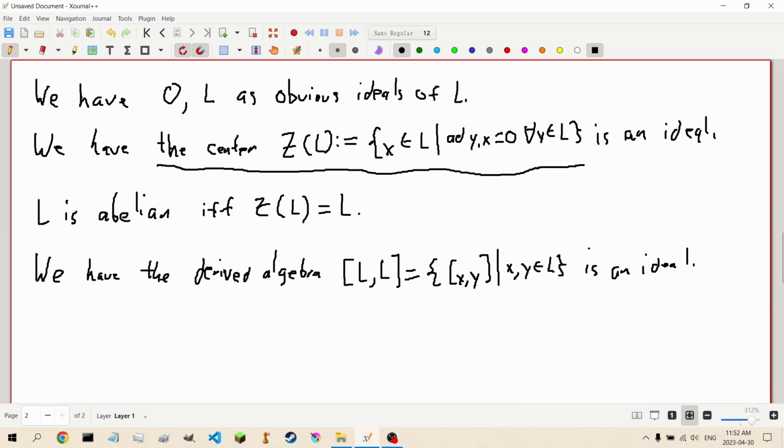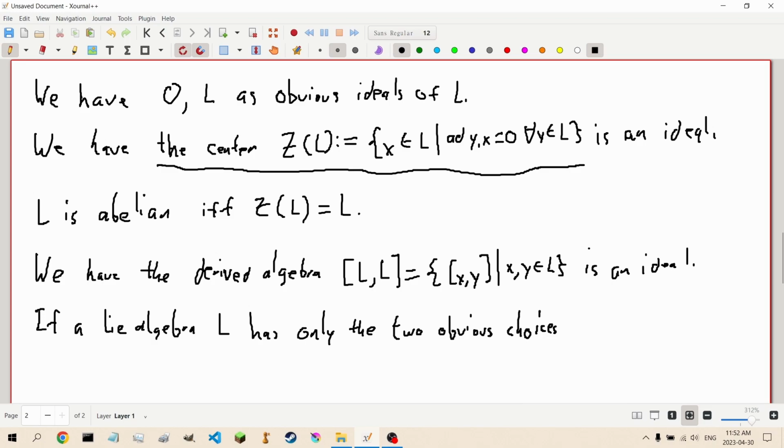So, if a Lie algebra L has only the two obvious choices as ideals, which essentially we're saying if the only ideals of L are 0 and L, and there's no other ideals of L, then we say that L is simple.